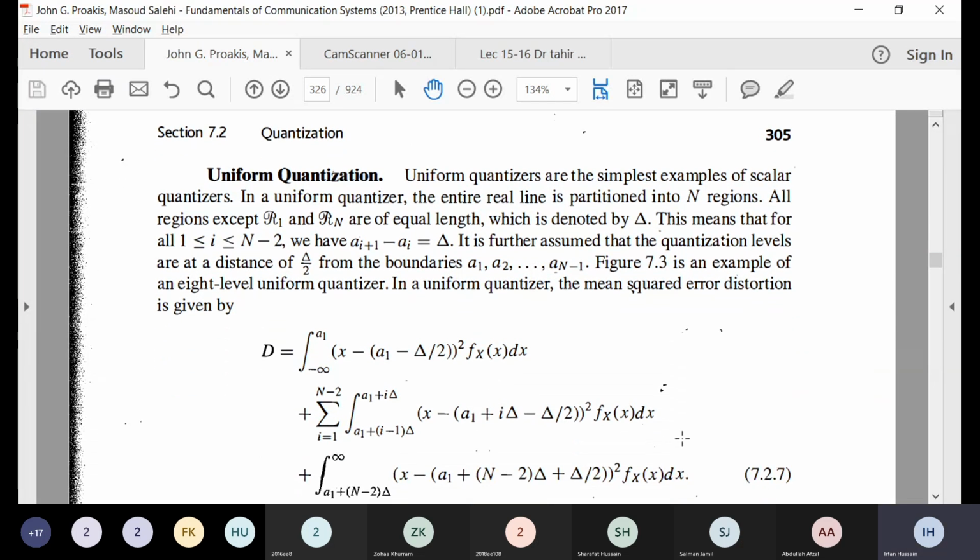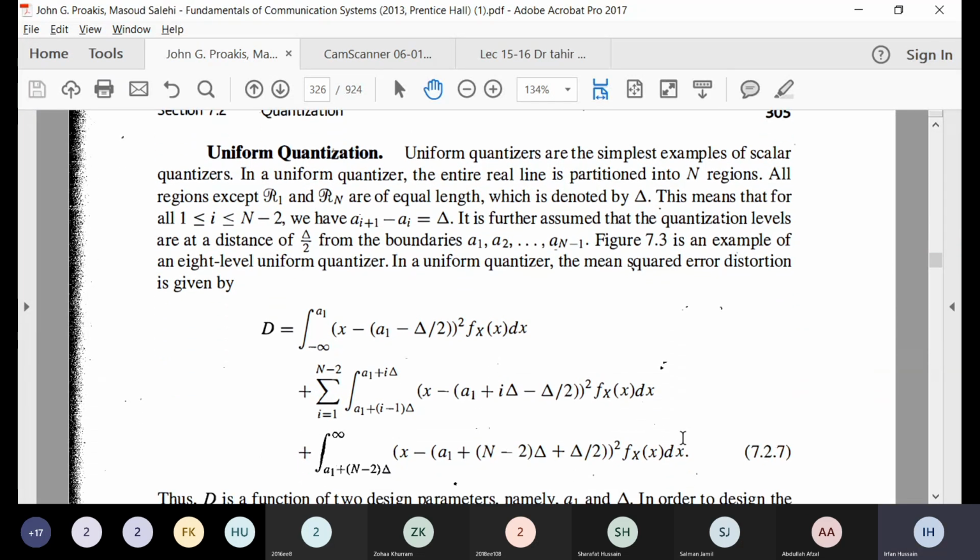Another thing could be what type of quantization you could use. One is uniform quantization, in which you have regions, as we just saw in example 7, figure 7.3 in the previous examples. All regions are of equal length except the end regions, which are very large because they have to cover the whole range. And the interval we denote by tilde, each of the intervals in between.